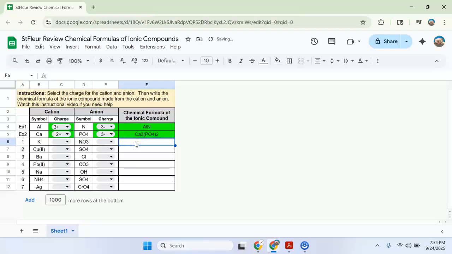And that's correct. If you do something like forget the parentheses, so I'll type it in there without the parentheses, whoops, sorry. If I do Ca3PO42 without the parentheses, it'll show up as wrong. So make sure for polyatomics, if you have more than one of them, put parentheses around them. If you just have one polyatomic, don't write in the parentheses.